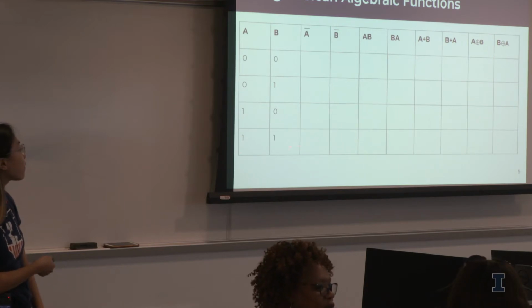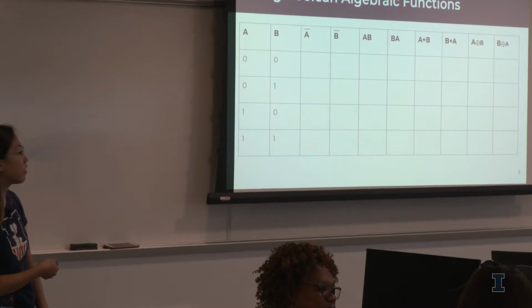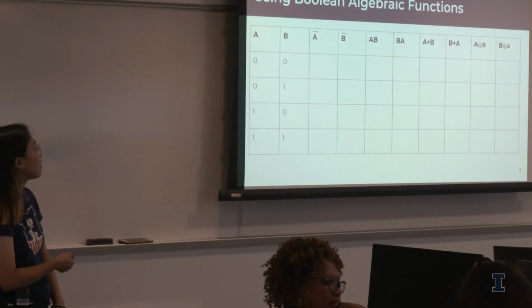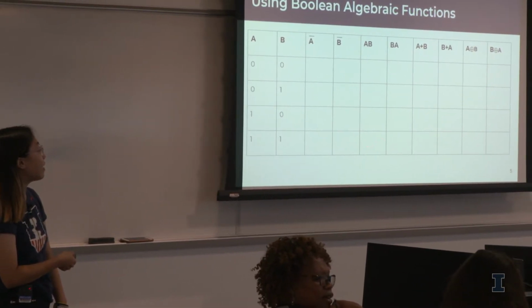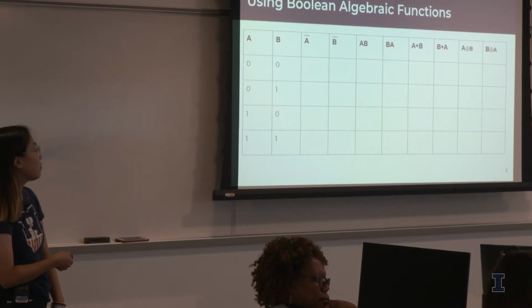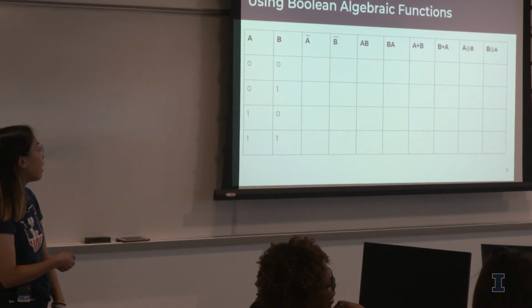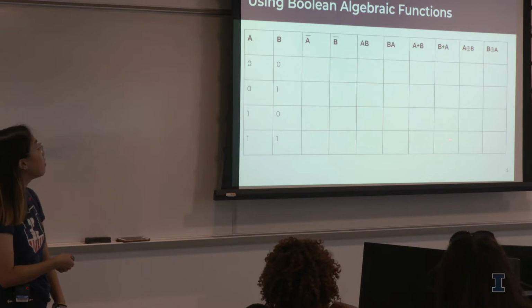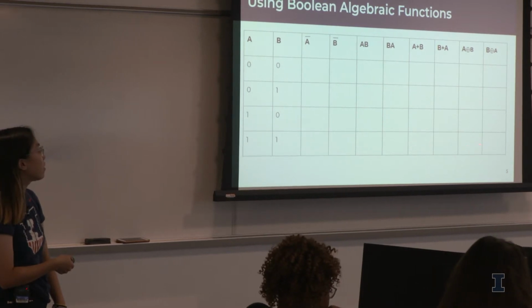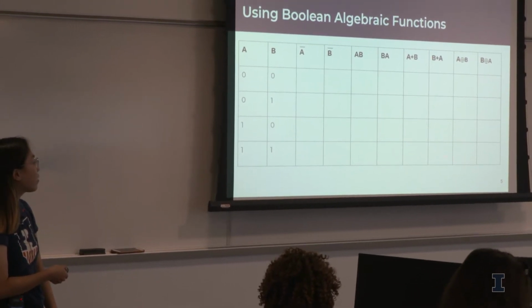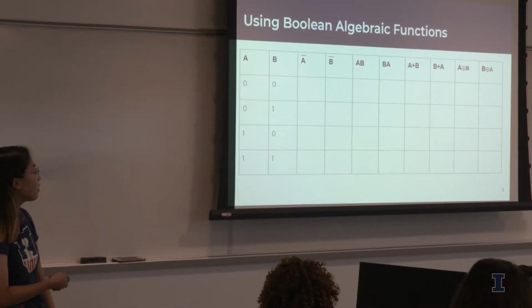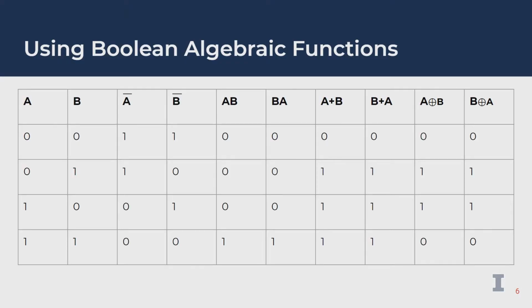And then the last one. NOT A is 0. NOT B is 0. A AND B is 1. B AND A is 1. A OR B is 1. B OR A is 1. And then the last two, A XOR B is 0, and B XOR A is 0. The last two answers are 0 and 0. All right.